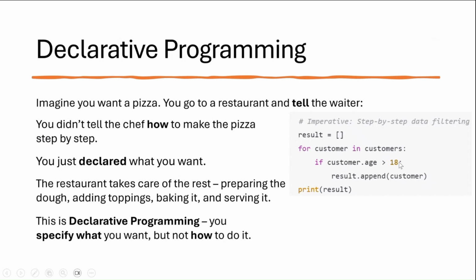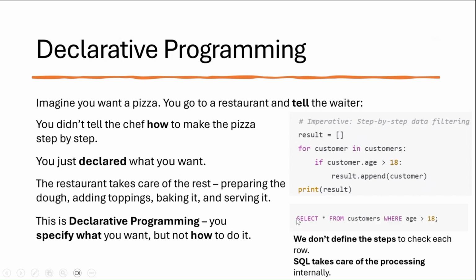If age greater than 18, you prepare the result and you print the result, right? Now, this is the imperative. Now, in case of declarative, you just call select star from customers where age greater than 18. So the same data is stored in database. You are reading here and doing all the filtering, but languages like SQL provide you the way to just declare what you want.